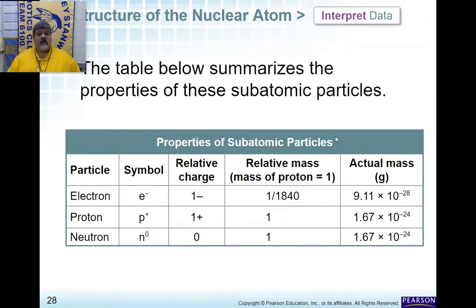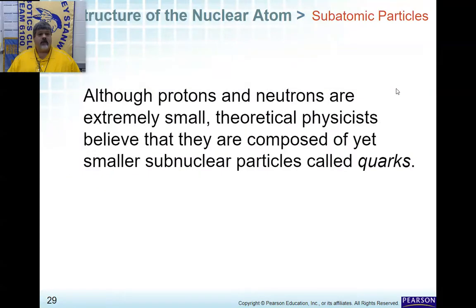Okay. So here's kind of the table of what it is. We see that the electrons are extremely small. It's a lot smaller than these protons and neutrons. We see the charge, the relative charge of the electron is equal but opposite that of the proton, with the neutron being neutral. Okay, so although protons and neutrons are extremely small, theoretical physicists believe that they are composed yet of smaller subatomic particles called quarks. We're not going to talk about quarks in this class, just the subatomic particles, not the smaller subnuclear particles.